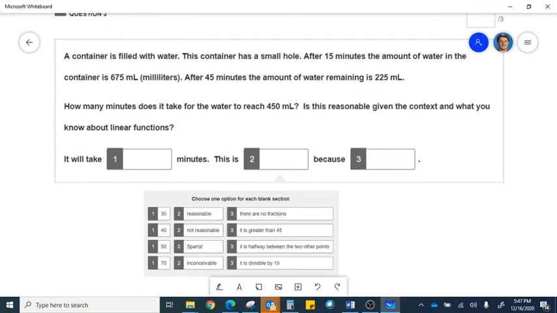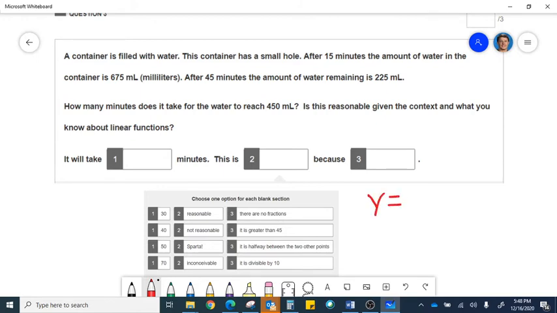Same problem. This time it says, how many minutes does it take for the water to reach 450 milliliters? All right, now I'm going to do this in a little bit different way. Once I have my formula, the easiest one to work with is y equals negative 15x plus 900.